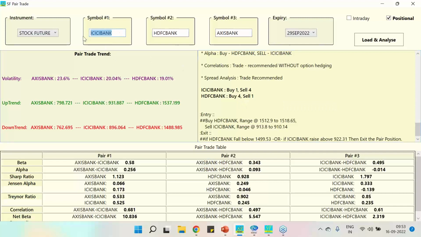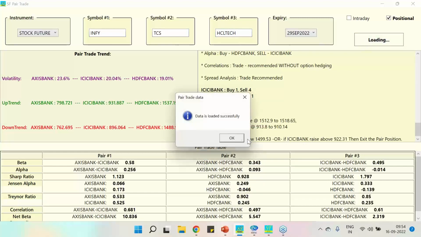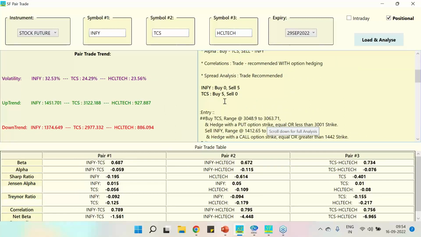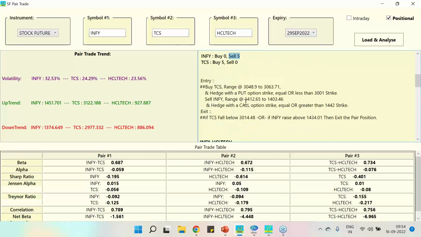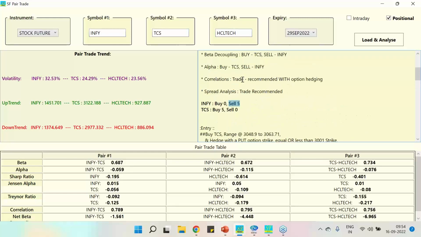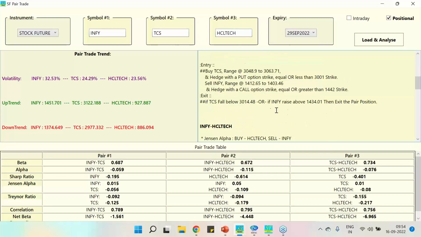Suppose we want to do some tech stocks like Infosys, TCS, and we can go for HCL Tech. So these 3 are also tech stocks. We load and analyze them. You can get the data, download it, and once it fetches, it will analyze. See, a fantastic thing is coming. TCS buy, Infosys sell. All views are there, but hedging is recommended with option hedging. Correlation is telling how to hedge.